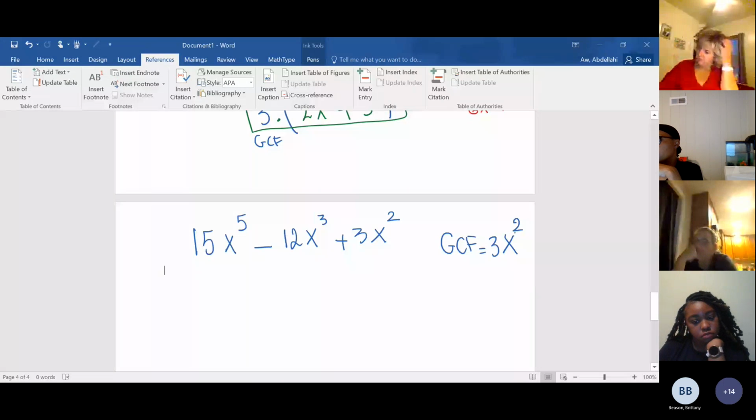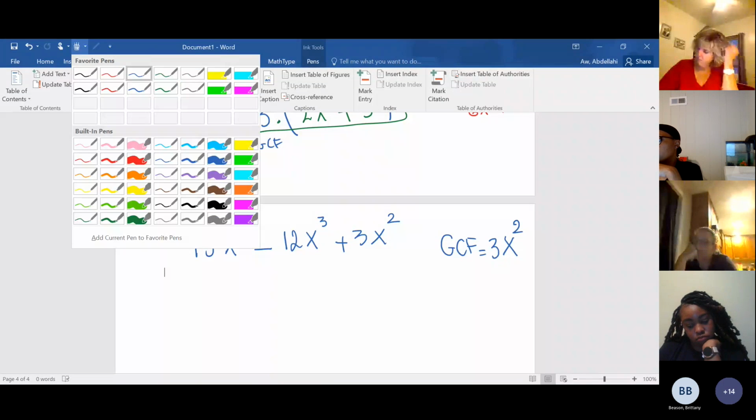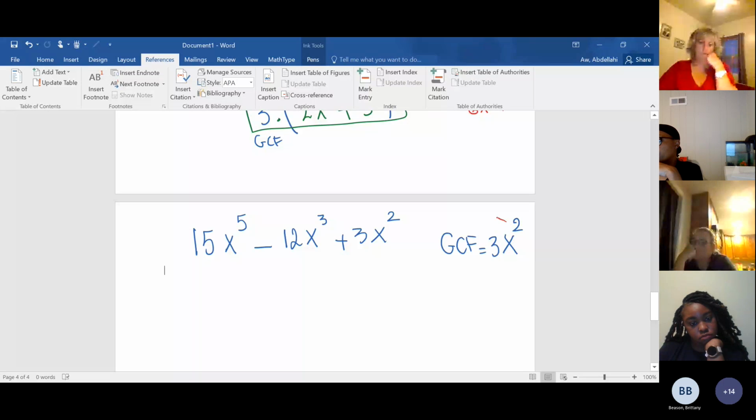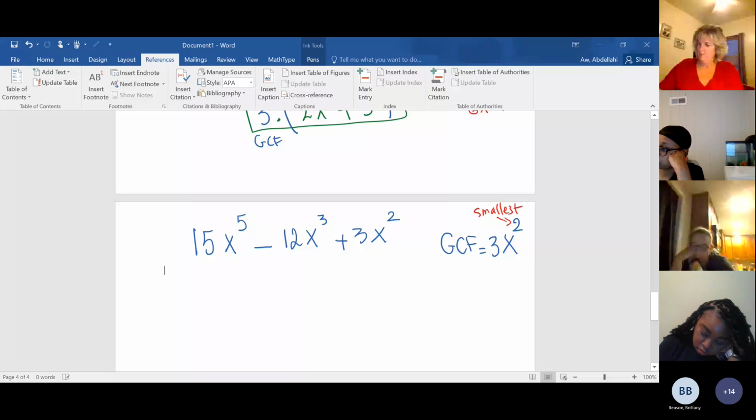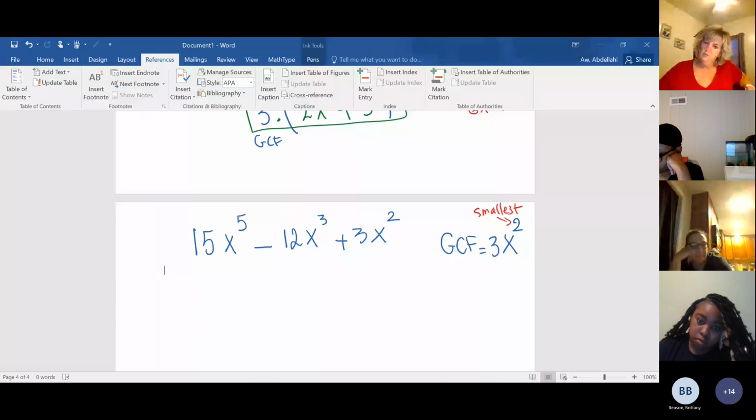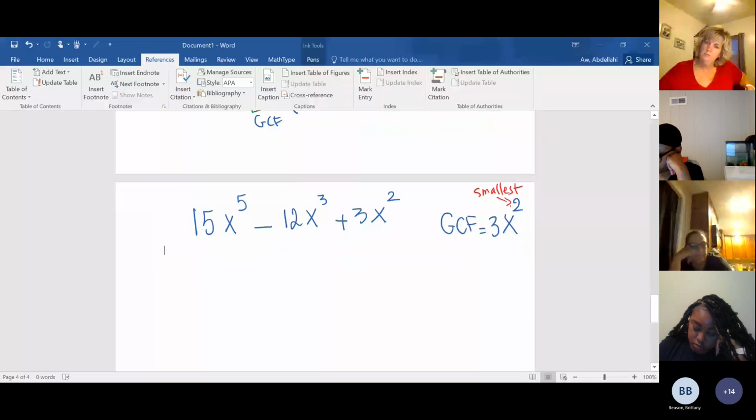And here you're going to try to remember the rule. In the GCF, if you have the same variable everywhere, you always put the smallest exponent. Not the highest exponent, not the one in the middle, the smallest exponent. Understood that? Okay, so now I have my GCF.